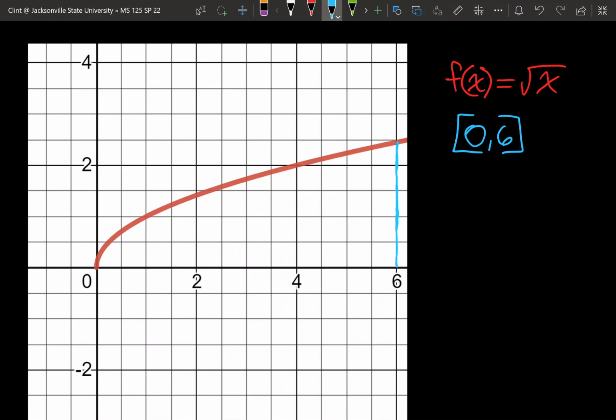One way we could estimate this area is by using rectangles with their right endpoints on the curve. Let's do it that way first. And let's keep it simple. Let's just do 6 rectangles. That way each one's 1 unit wide. So we've got one that goes there, one at 2, one at 3, one at 4, one at 5, and then one way in here at 6. We want the right endpoints to be on the curve.